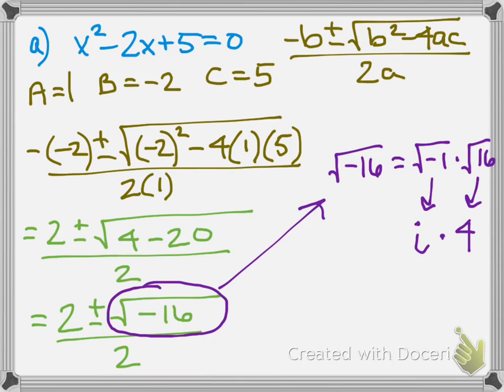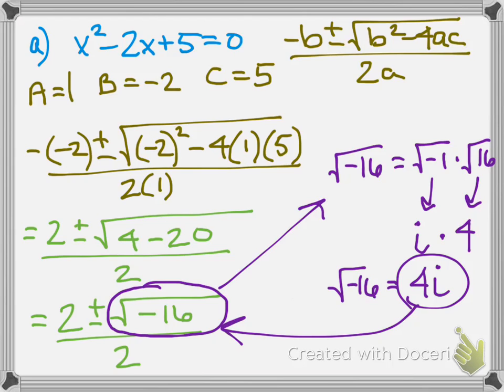It's a perfect square, so it's a 4. So the square root of negative 16 is equal to i times 4, which is 4i. So I'm going to now replace the negative square root of 16 with 4i. I'm going to put that in there. Okay, this is going to look like this: 2 plus or minus 4i divided by 2.